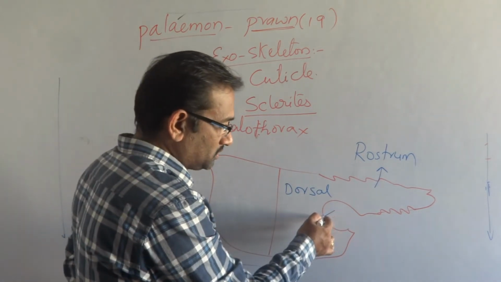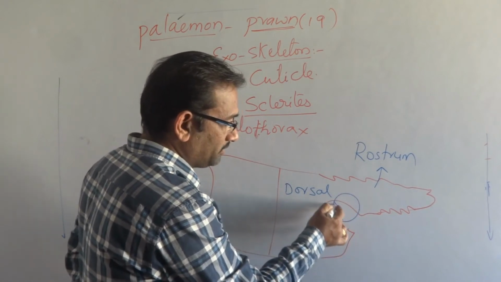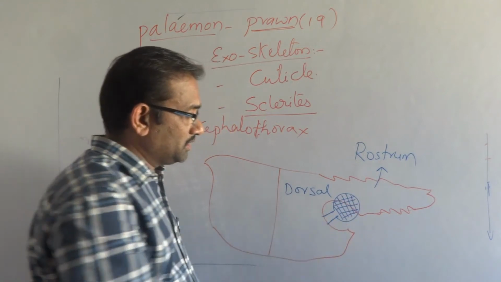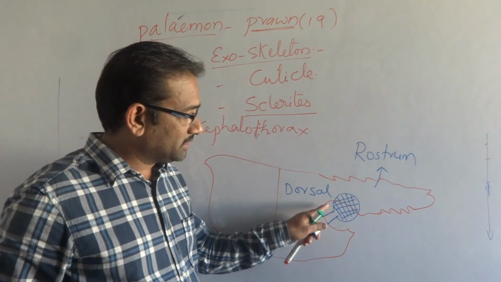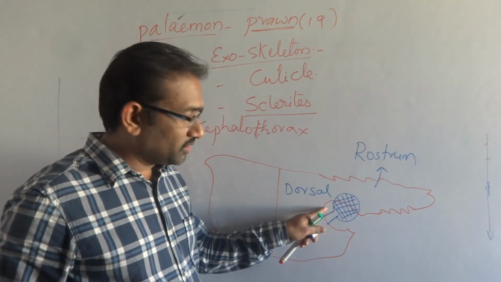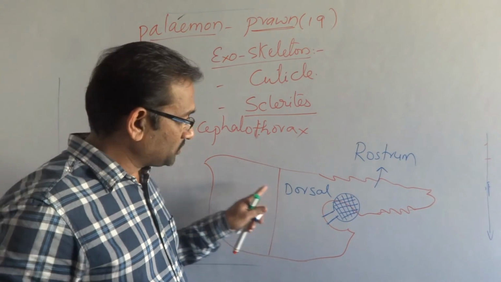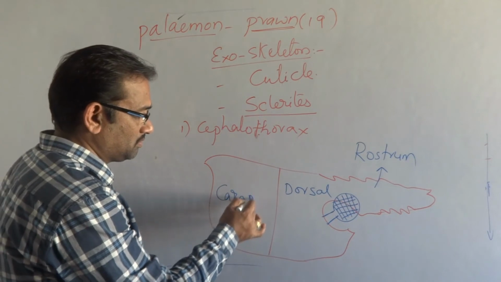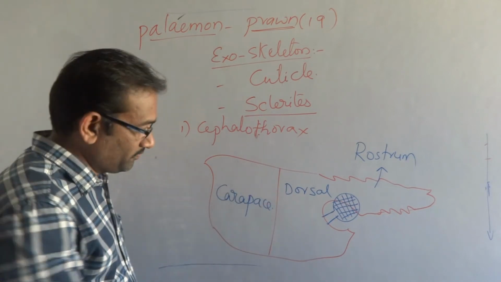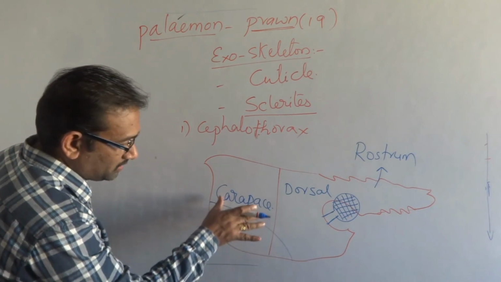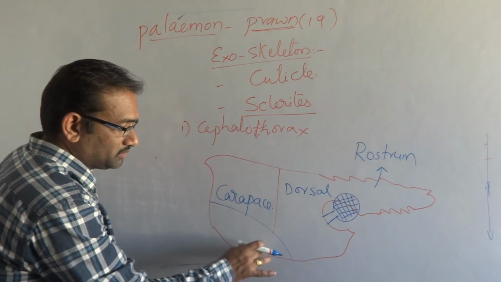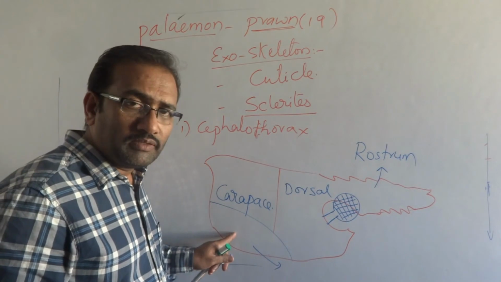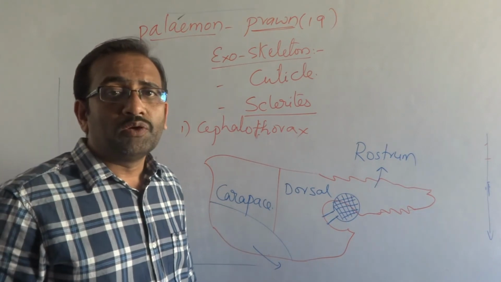In that orbital notch, a compound eye is present, and it is stalked. So the stalked compound eye is present inside the orbital notch of the dorsal shield, and the posterior part of the cephalothorax is called the carapace. This part is called the lateral part. The lateral part of the cephalothorax is hanging. It is called the gill chamber, also called branchiostigite.